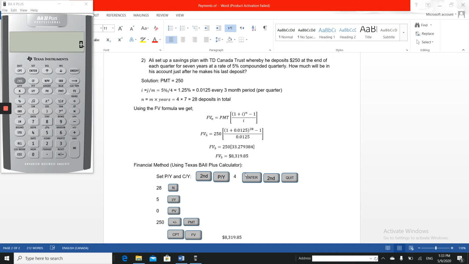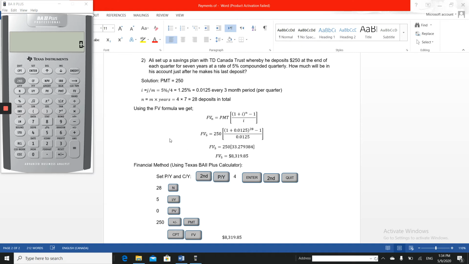Then the number of payments in each year is 4 because payments are at the end of each quarter. The number of compounding is also 4 because the compounding is quarterly. So the number of payments and the number of compounding, both of them are 4. Because they are the same number, we have a simple annuity. So we have an ordinary simple annuity.